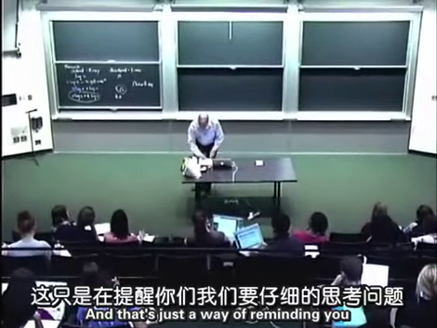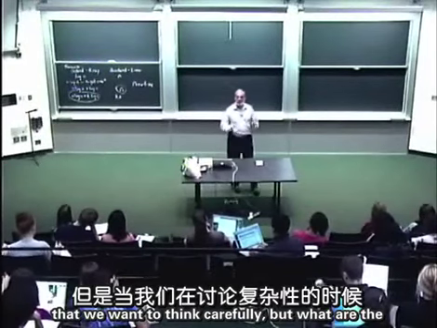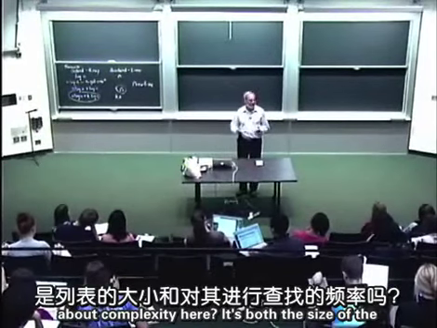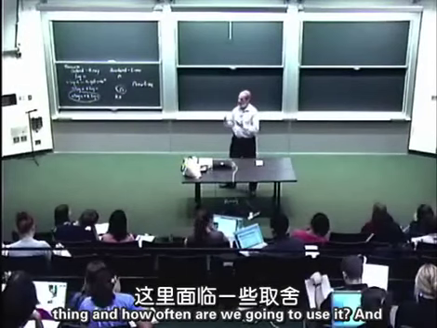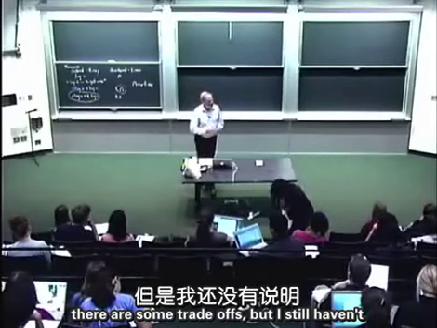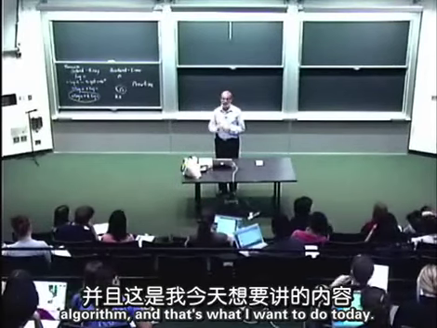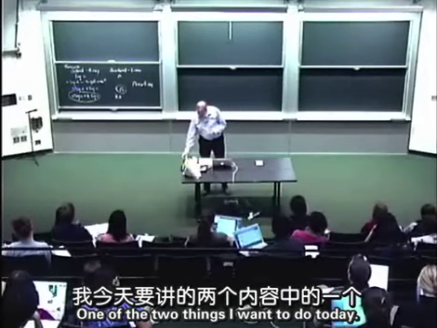And that's just a way of reminding you that we want to think carefully about what are the things we're trying to measure when we talk about complexity. Here it's both the size of the thing and how often am I going to use it. And there are some trade-offs. But I still haven't said how am I going to get an n log n sorting algorithm. And that's what I want to do today. One of the two things I want to do today.